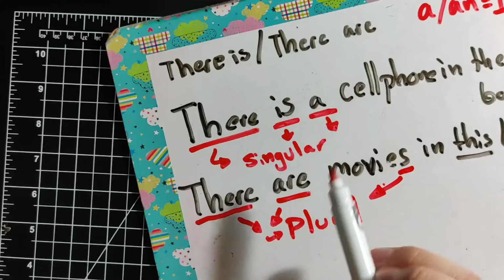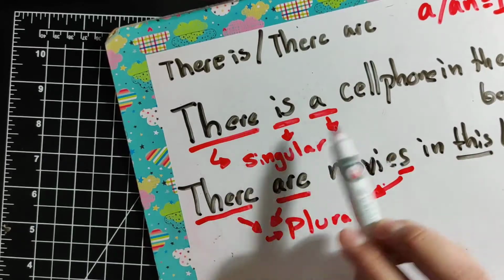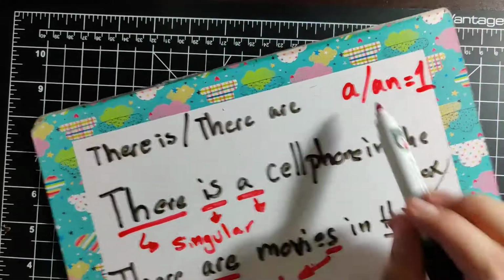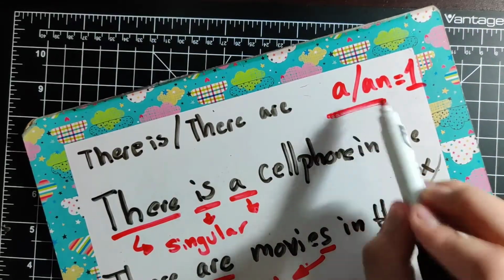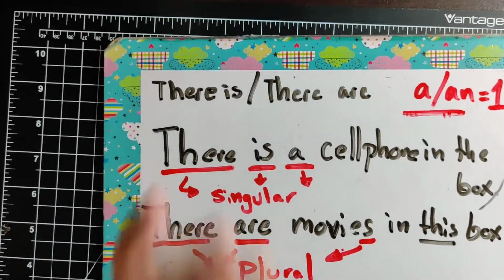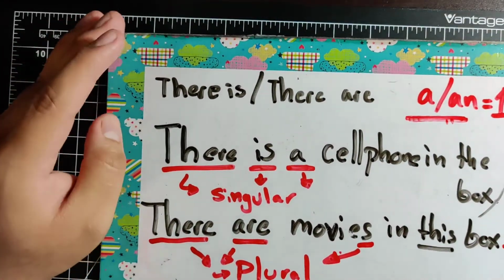Okay? Singular, plural. Singular, plural. Singular. Both of these are singular, remember. Plural. So, that's there is and there are.